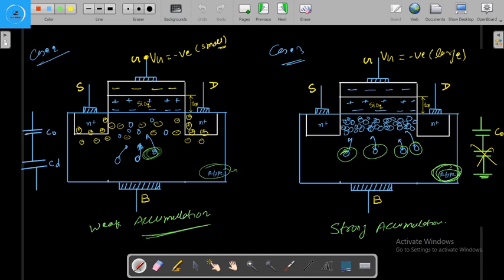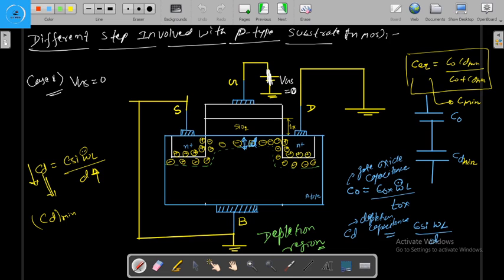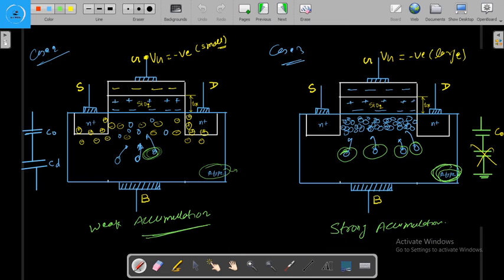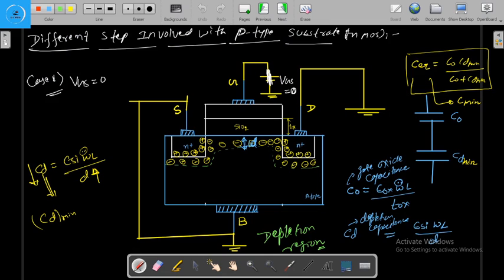Okay, now we are going to see this capacitance and gate voltage diagram. Here we have seen that in the depletion region the capacitance is minimum, and this will be equal to C naught into CD minimum upon C naught plus CD minimum, where C naught is the gate oxide capacitance and CD is the depletion capacitance. We have seen the formula here for these two types of capacitance.